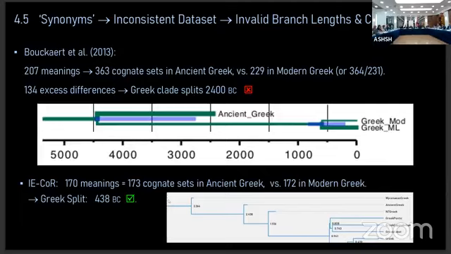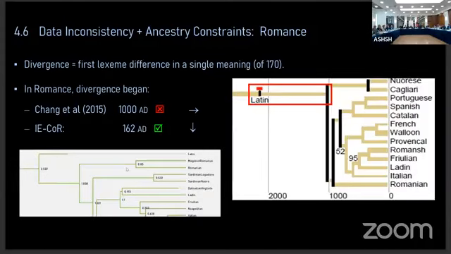What I put down in ICOR with our new results, we actually get a split date of about 438, more or less just before ancient Greek. So it's pretty much right. In the Chang et al. paper, they also have weird results. They use what they call ancestry constraints, but then they get a result that said that within Romance, after Latin, nothing changed.